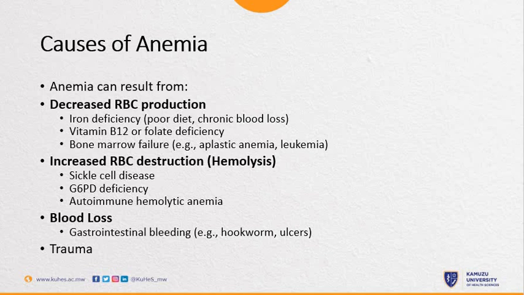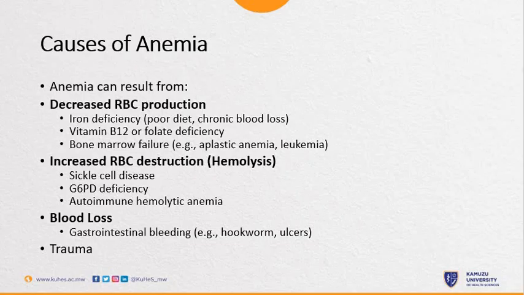Now, what are the causes of anemia? Anemia can result from three main things. If you forget the causes, at least remember the three main things that can happen so that a person has anemia. The first one is decreased red blood cell production. The second one is increased red blood cell destruction, also known as hemolysis. And the third one is blood loss. As you can see, all these cause a reduction in red blood cells.